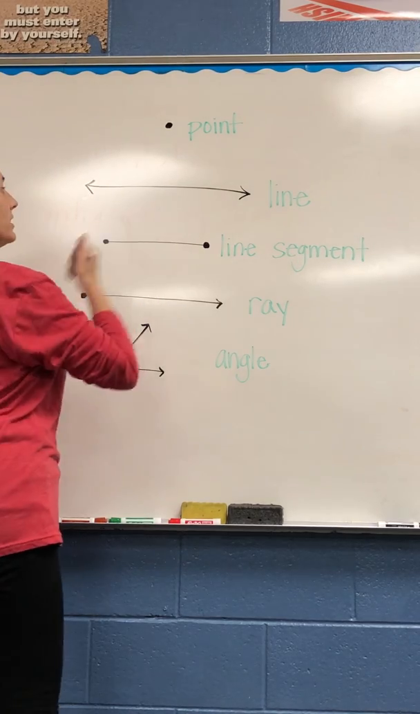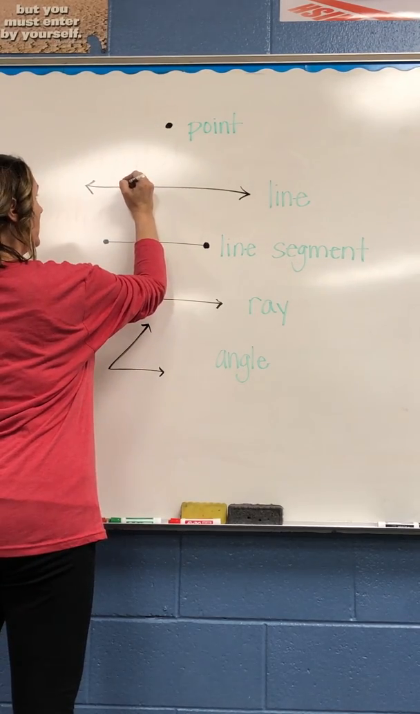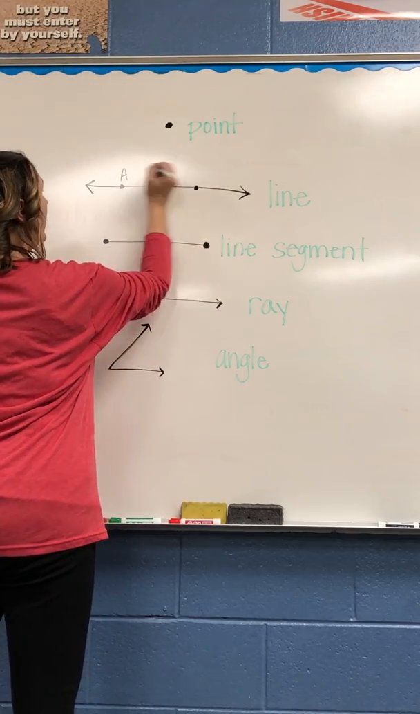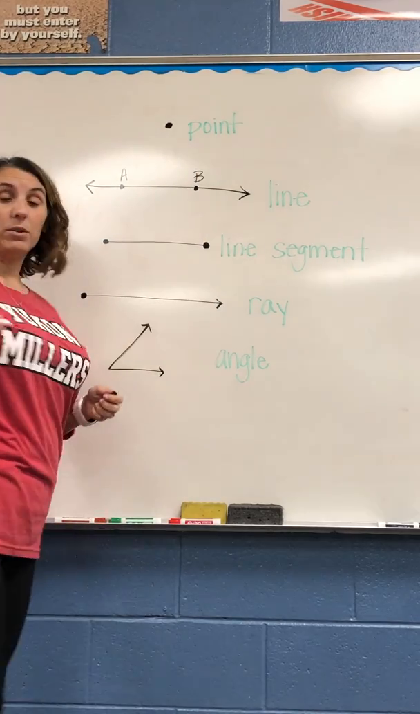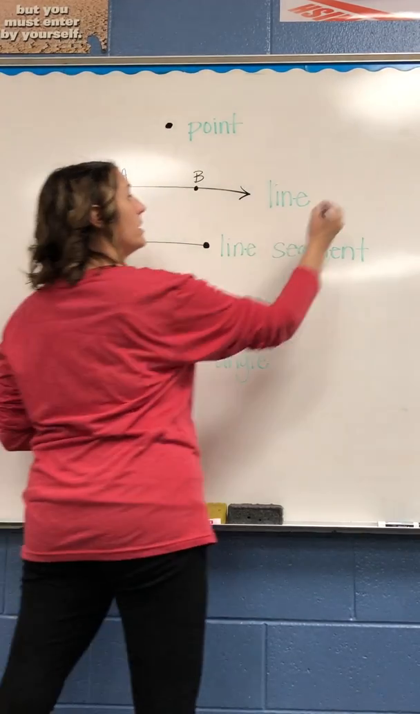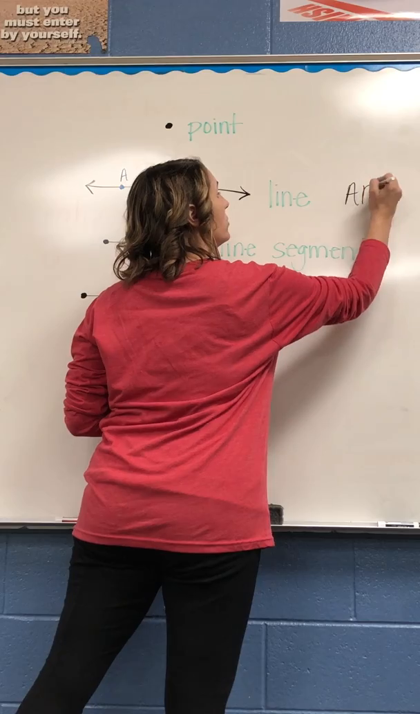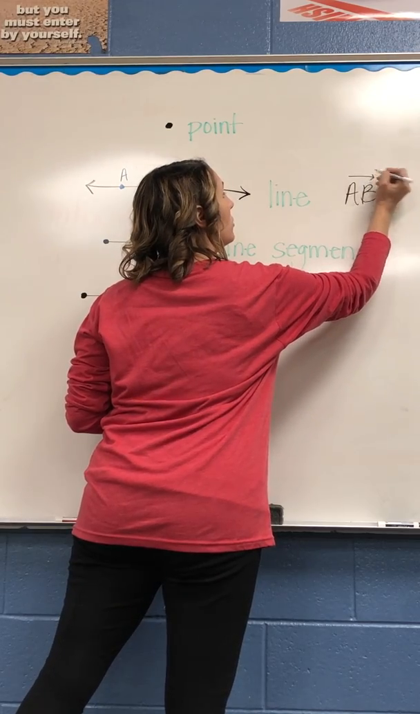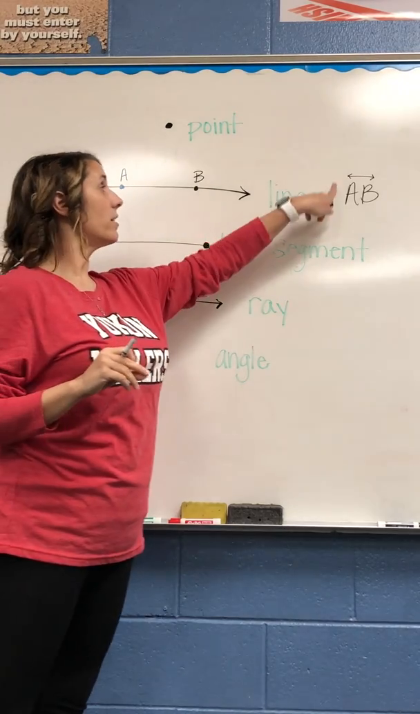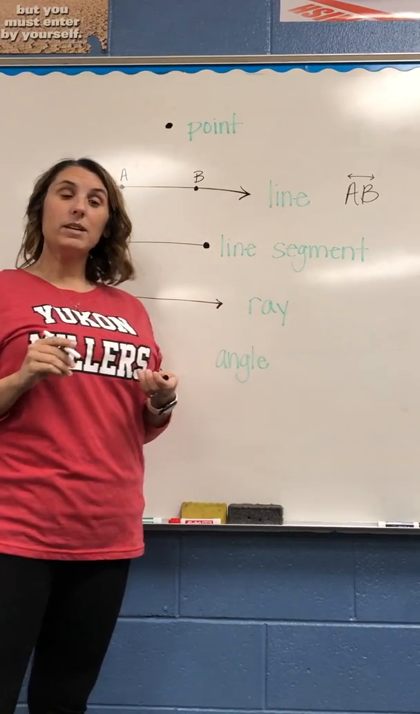Now, if we wanted to name this line, we would have to put some points on it, okay? And we could call this A and this B. We always use capital letters, okay? So now we could call this line AB. So if I wanted to use my little shortcut, I put that little hat on it. Make sure it has arrows on the end there, and this means line AB.